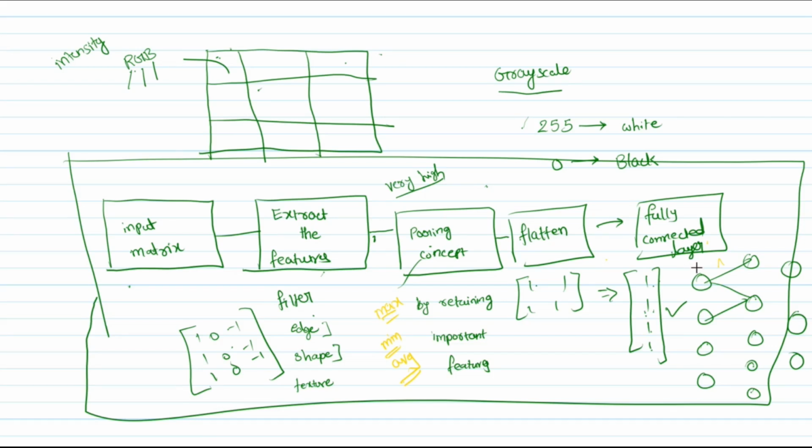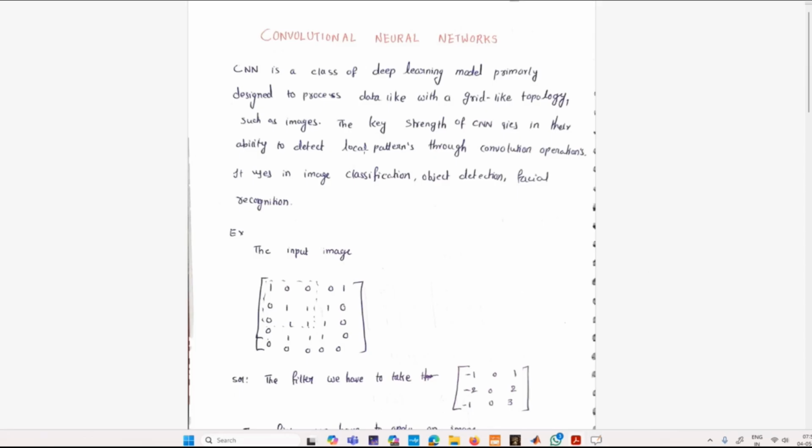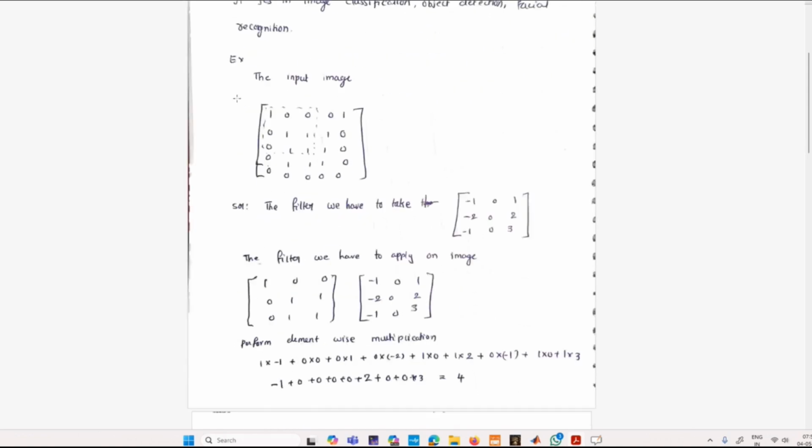Okay. Let us see one problem. Here the definition of CNN is: CNN is a class of deep learning model primarily designed to process data with grid-like topologies such as images. Okay, whatever we have discussed. This is the input image. Whatever image I have taken, after converting it to binary, this is the data. And here I made it completely normalized. 1 stands for, let us take, white color and 0 stands for black color.